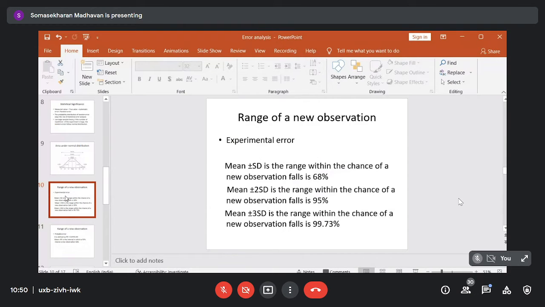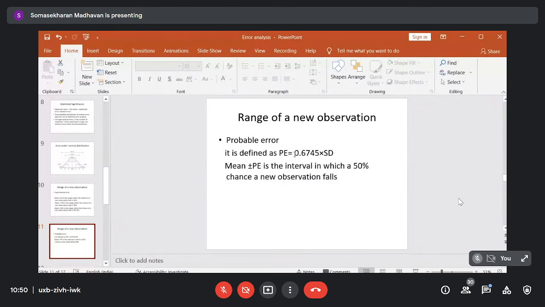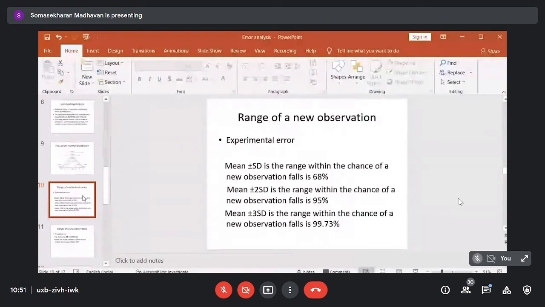So I discussed two types of error. The first one is experimental error, that is expressed as mean plus or minus standard deviation with a different multiplier, and depending on the multiplier, the chance of a new observation coming in the interval will vary. But in the case of probable error, it is just a constant multiplier of the standard deviation, and the multiplier is 0.6745. And it ensures a 50% chance that a new observation falls in the interval mean plus or minus probable error. Okay. So does anybody have any doubt regarding the distinction between experimental error and probable error?